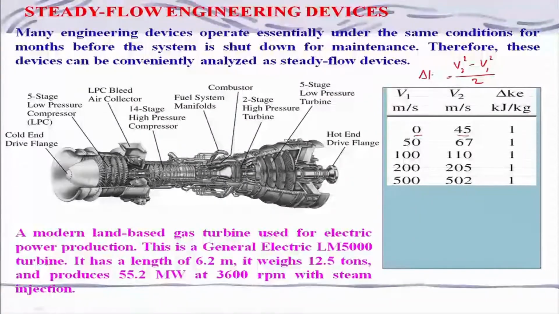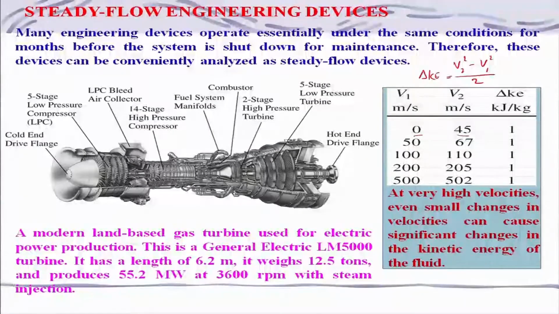This is your change in kinetic energy, specific kinetic energy per unit mass. But if you look at the change, it is 45 meters per second, but if I go from 500 to 502 for the same amount of energy, 1 kilojoule per kg, there is only 2 meters per second, but there is a huge difference. So, one has to be very cautious to neglect this term, because keep in mind that at high velocity, even a small change in velocity can cause a significant change in kinetic energy of the fluid.